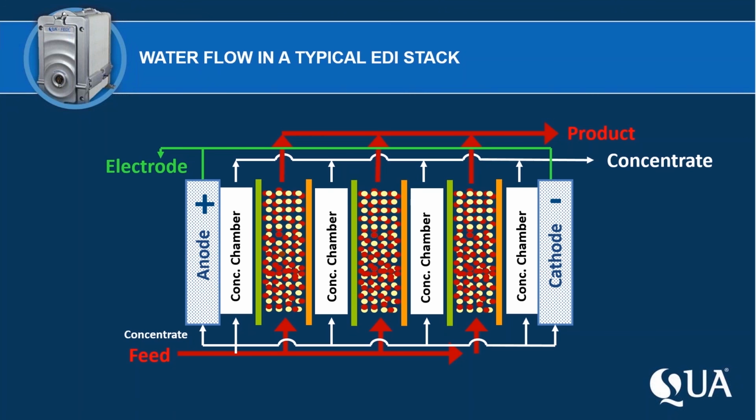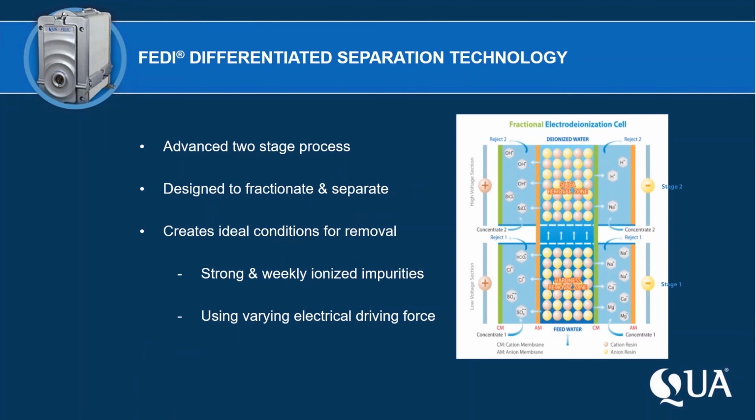So what differentiates the Fedi, the fractional EDI, from the traditional or some of the older EDIs out there is it's an advanced two-stage process. What I mean by an advanced two-stage process is this two-stage process happens in all EDI devices, where you have a working zone that removes strongly ionized species, and then you have a polishing zone, as David referred to it, and that actually removes some of the weakly ionized constituents, such as silica, CO2, and boron.